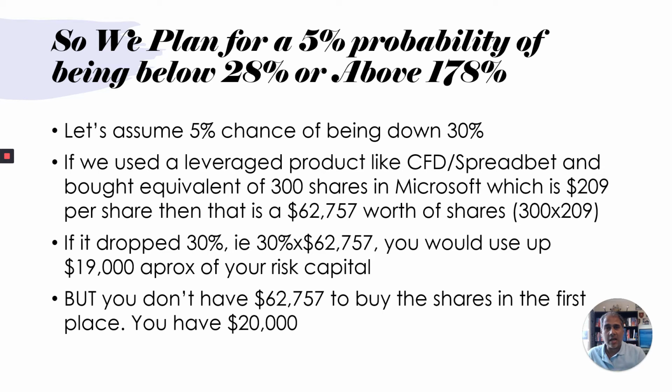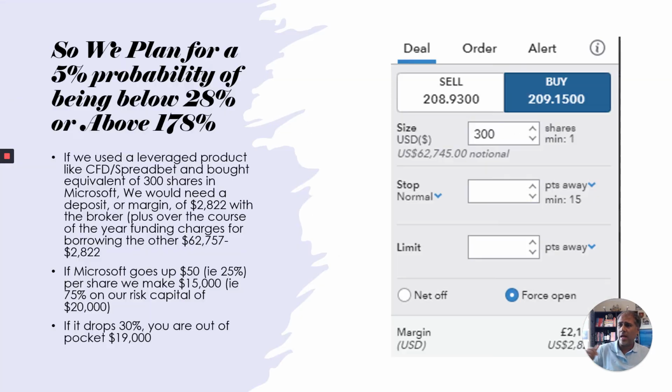If that's the case, we'll plan, as I said, for a 5% probability of being below 28% or above 178%. Now, if we used a leverage product like a CFD or spread bet and bought the equivalent of 300 shares in Microsoft, and you can see a deal ticket on a typical broker here, 300 shares, $62,000 notional, that means as if we were buying the underlying, we would need a deposit or margin.